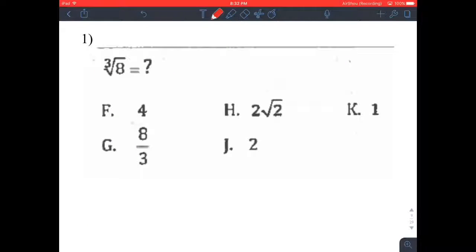Okay, example, what is the cubed root of 8? What number times itself again, gives you 8? The answer is 2. 2 times 2 is 4, times 2 is 8.